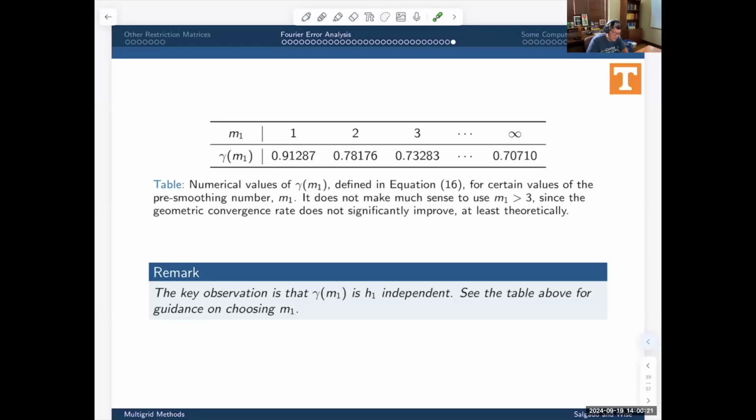Doing more smoothing iterations costs a lot of money, so I'm not going to go all the way out to infinity. I'm going to stop somewhere around 3. If I stop at 3, then I get something which is not super awesome, but it's certainly less than 1. It's certainly independent of H1 and N1. And so that's all I really need. That guarantees that I have convergence of this two-grid algorithm.